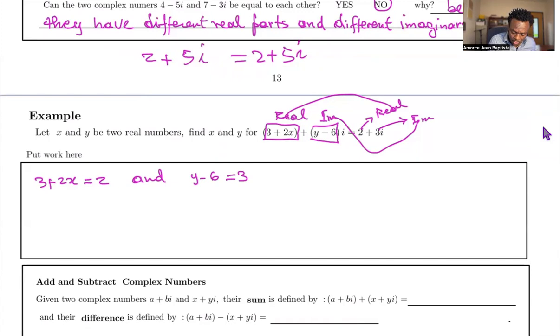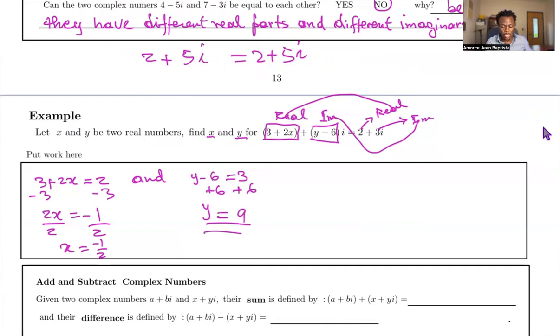So it says find x and y for these two complex numbers to be equal. So I can subtract 3 on both sides. 2x equals negative 1, divide by 2, x equals negative 1/2. If I add 6, y equals 9. So these two complex numbers are equal if x equals negative 1/2 and y equals 9.